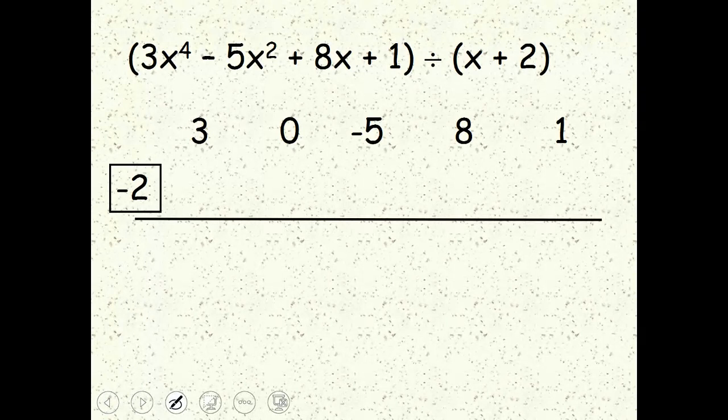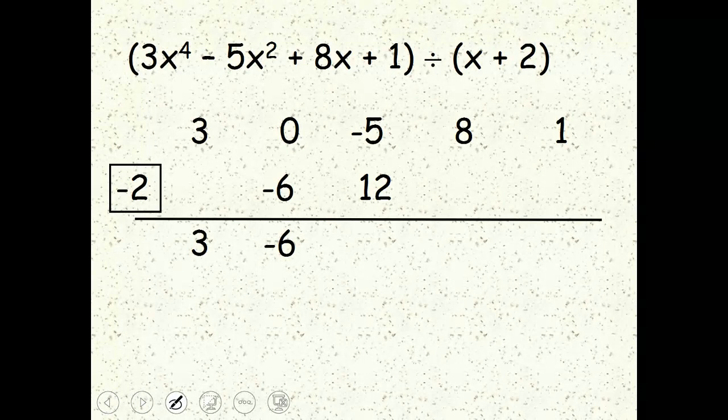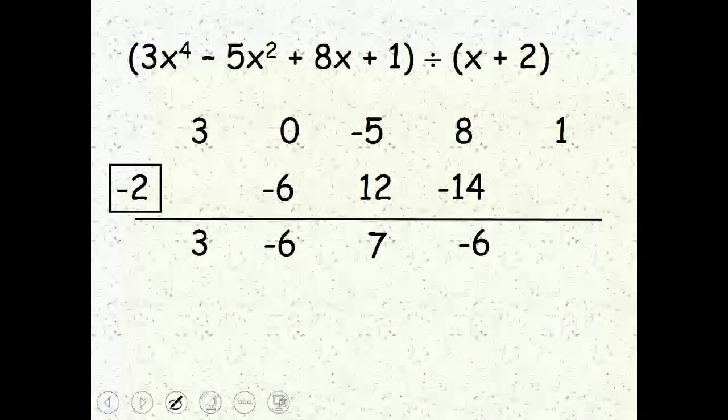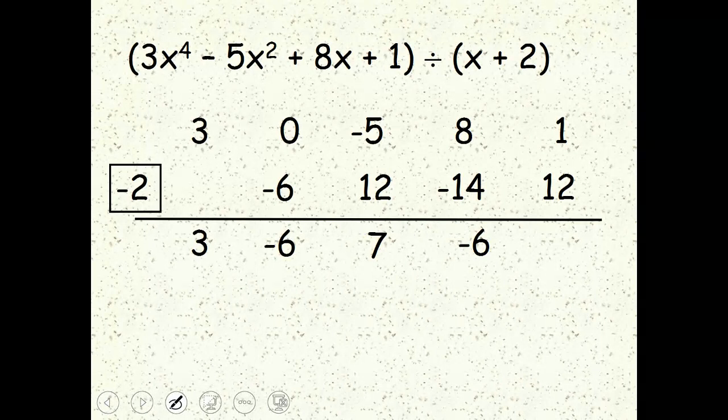So go through and do the synthetic division. So here's what I get. Bring down the 3. 3 times negative 2 is negative 6. Add them up. Multiply by negative 2 to get 12. 12 and negative 5 makes 7. 7 times negative 2 is negative 14. Add them up. Multiply again, and so forth.